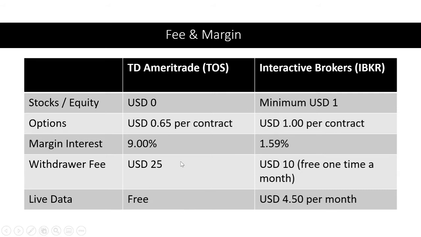So generally, I will say that they are about equal in fees and margin. If you are a long-term investor and never use margin, then TD Ameritrade will be good for you. If you are a trader using very high margin, then Interactive Brokers is most suitable for you.